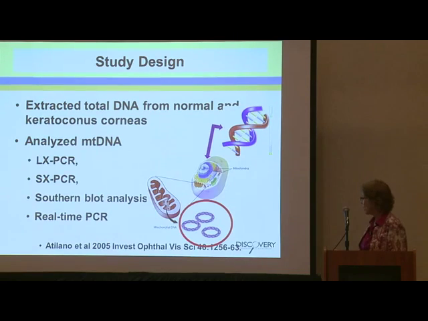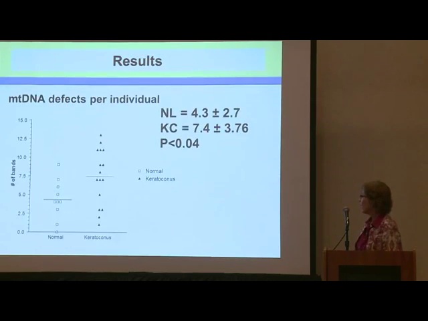And the other thing is unlike the nuclear DNA, which is the double helix that we all learned about, the mitochondrial DNA are little tiny round circles that are found within the mitochondria. So what we did for this study, we extracted the DNA from normal and keratoconus corneas, and we used various techniques. And what we found is that the mitochondrial DNA had a lot more damage than the normal DNA. So if you look at the average here, this is keratoconus. The average was 7.4. It's almost double the number of defects that were found in normal.